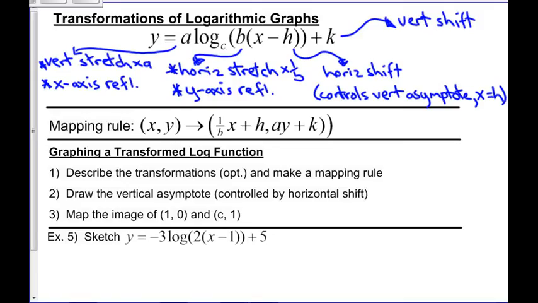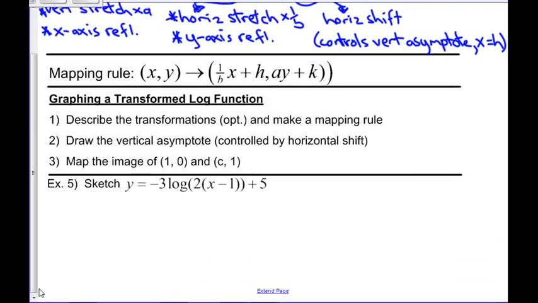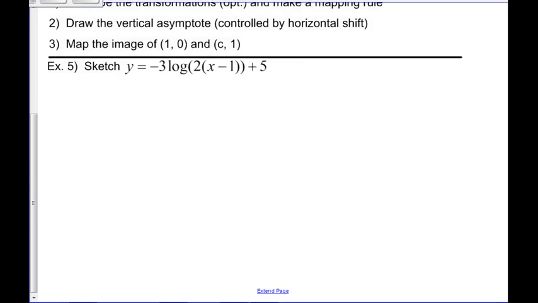So here's the approach we'll take to graphing a transformed log function. We'll describe the transformations. You can do without that. And then we'll make a mapping rule. We'll draw the vertical asymptote because it's the most important feature of the logarithmic graph. And then we'll just map the images of the important points that we saw in the last slide, namely (1, 0) and (c, 1). And I'm just going to do one example here, but it's one with a whole bunch of pieces to it. So it's got a bunch of transformations.